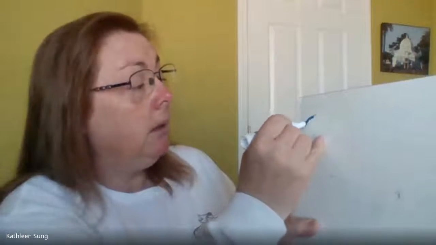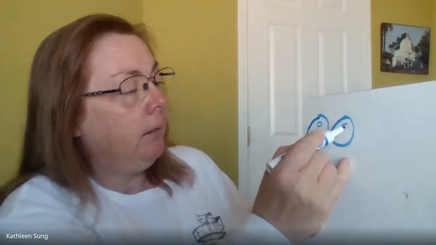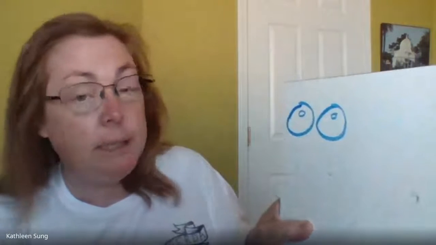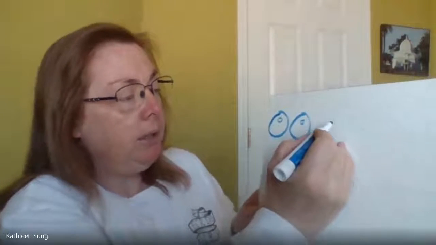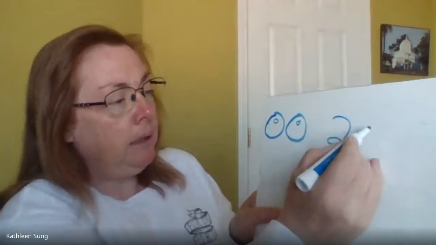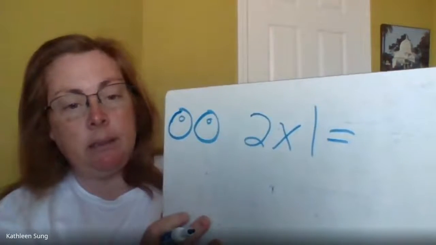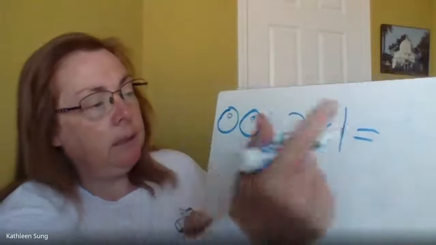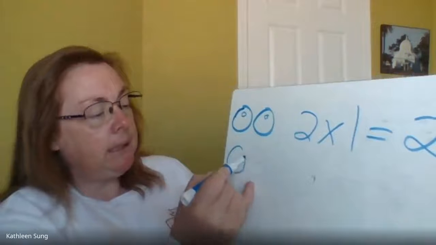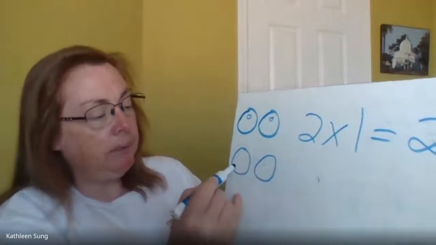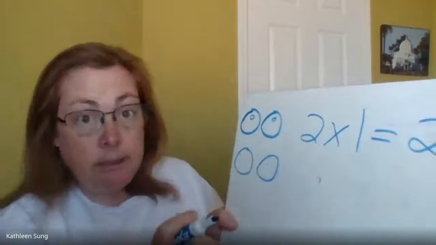So I'm going to have my 2 plates, and I have 1 cookie on each plate. Looks like a set of eyeballs here. And then my equation would be 2 plates times 1 cookie on each plate. So how many cookies do I have altogether? I've got 2. Because it's my 2 times tables, I'm going to stick with 2 plates all the way down, okay? But the amount of cookies is going to get bigger.